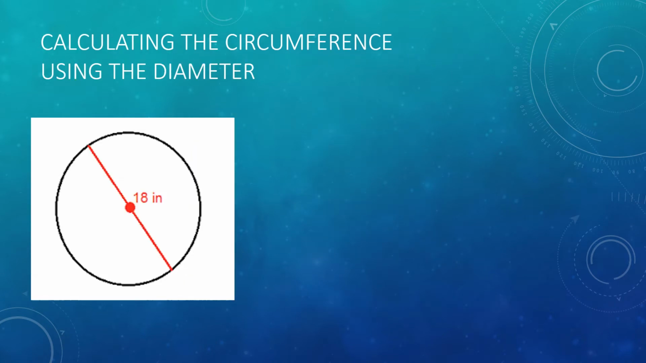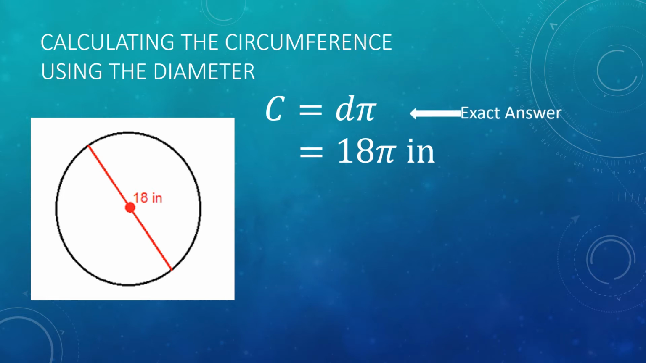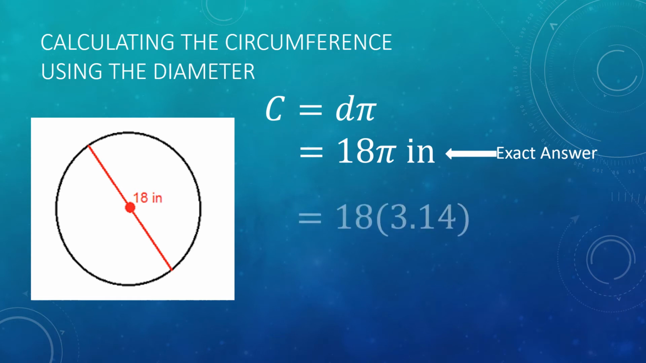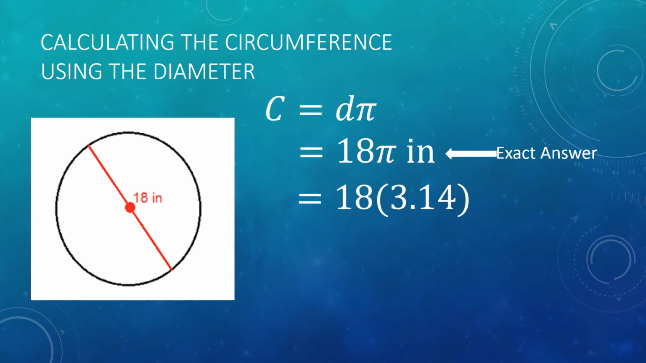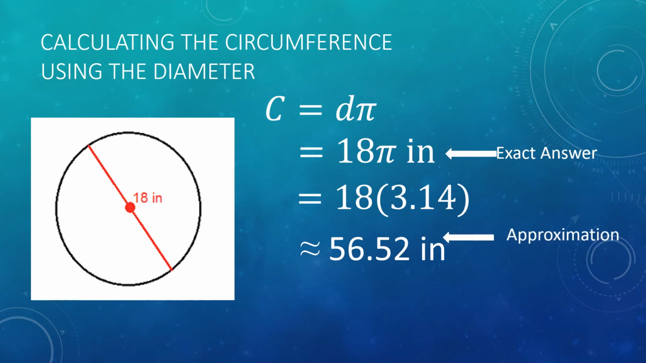Calculating the circumference of a circle using the diameter, here you have the diameter is 18 inches. Now we're going to use C equals D times pi, where D is the diameter. Substitute 18 back in the place of D, and we end up with 18 pi inches, which is the exact answer. If you want the approximation, substitute 3.14 back in the place of pi, and you end up with 56.52 inches, which is an approximation.